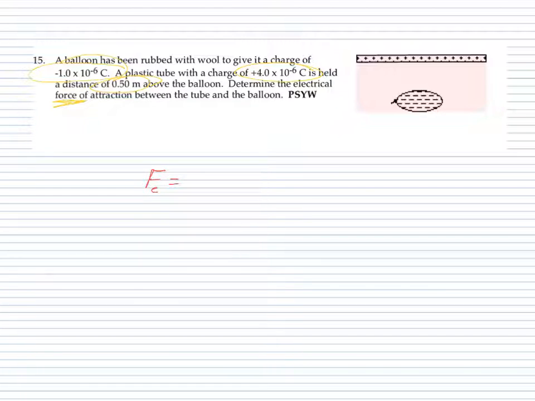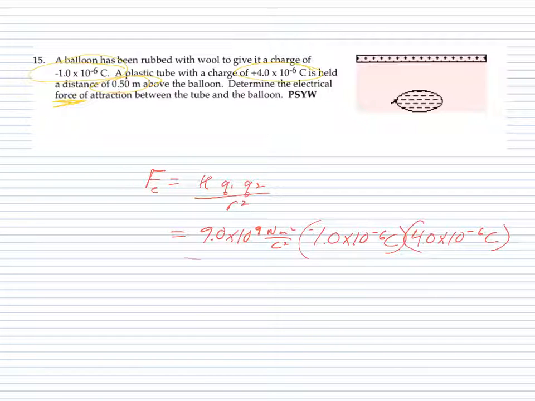Force electric equals K Q1 Q2 over R squared. My K is 9.0 times 10 to the ninth newton meter squared per coulomb squared. My first Q, I'll just use the first one they give me, negative 1.0 times 10 to the negative 6. And the second one's 4.0 times 10 to the negative 6 coulombs. And we should have a distance in there of a half a meter.